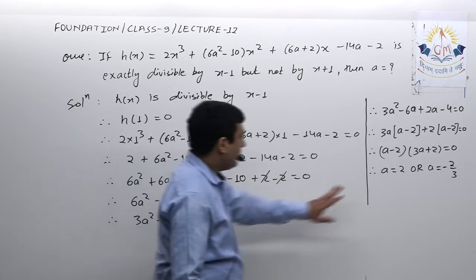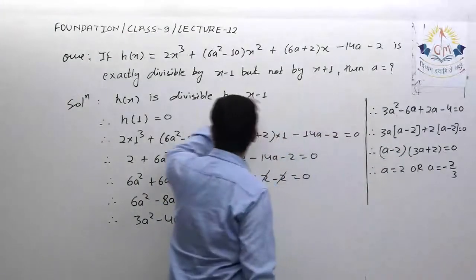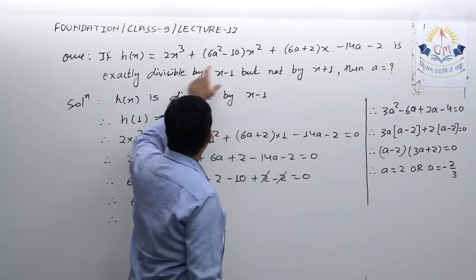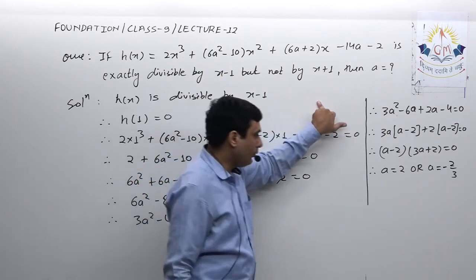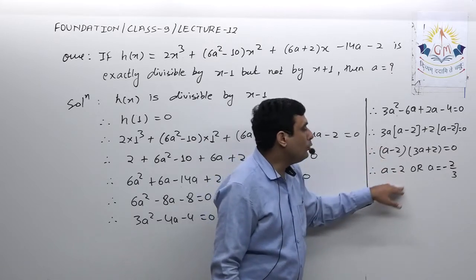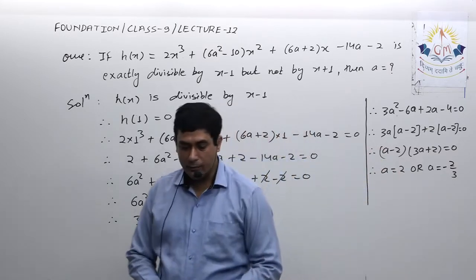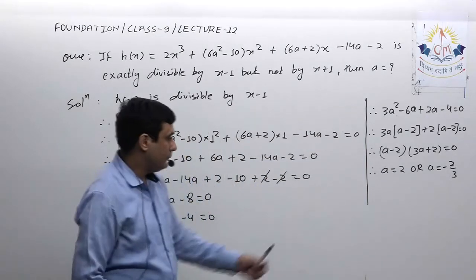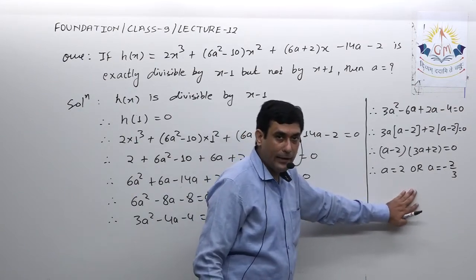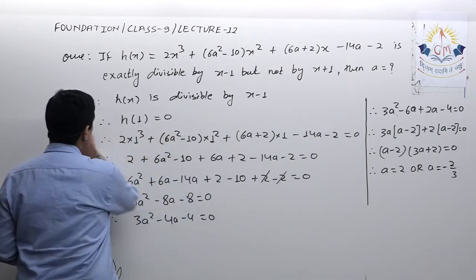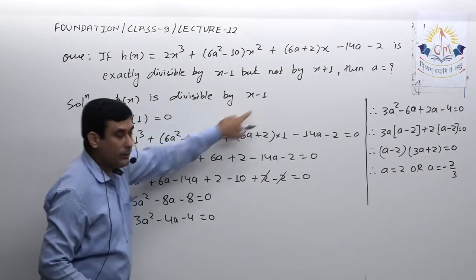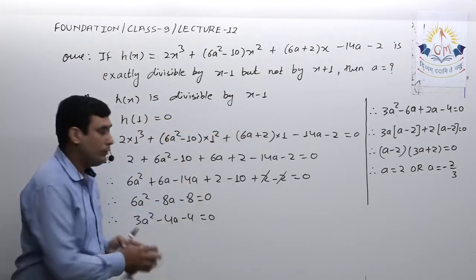Okay, so now see, there are two values of a, and the condition is that the polynomial should not be divisible by x plus 1. That means I can say h of minus 1 should not be equal to 0. So we have to check the value of the polynomial at minus 1 in these two cases, for 2 as well as for minus 2 by 3. Here it is divisible by x minus 1, so h of 1 is 0. Now h(x) is not divisible by x plus 1, so h of minus 1 should not be equal to 0.